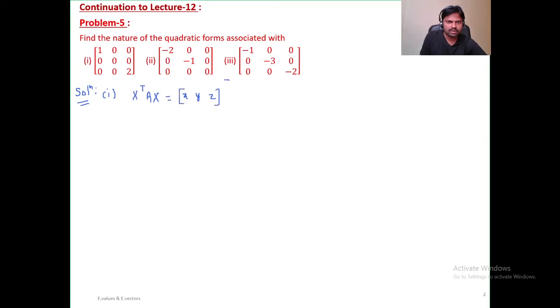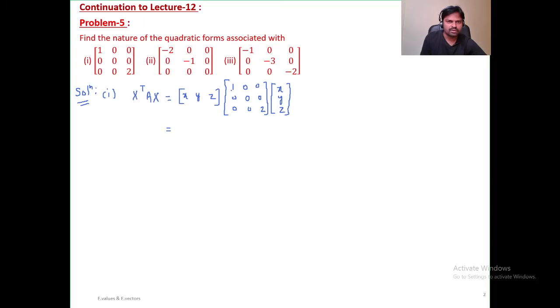Okay. Next, the A matrix: 1, 0, 0, 0, 0, 0, and 0, 0, 2. Okay. And the column vector x, that is x, y, z. Now multiply this. So this is a 1 by 3 matrix, 1 row and 3 columns, times 3 by 3. So the resultant matrix is 1 by 3, 1 row and 3 columns.